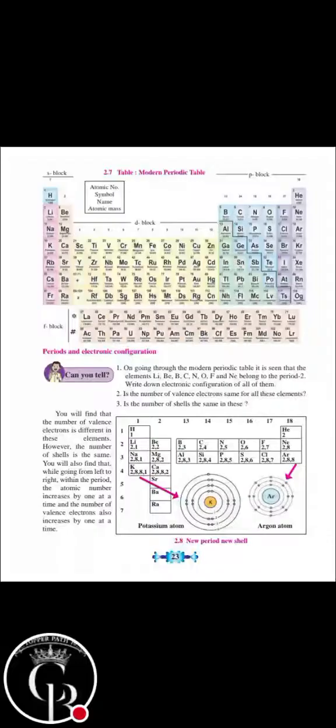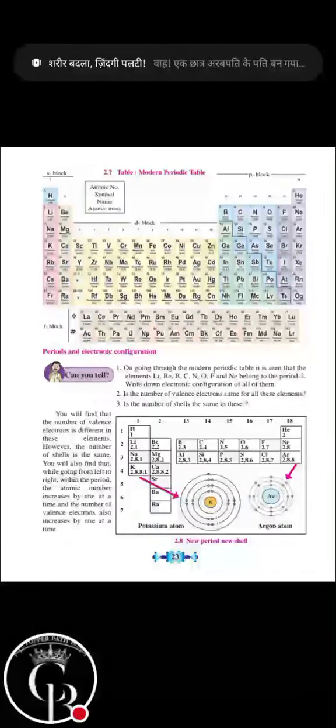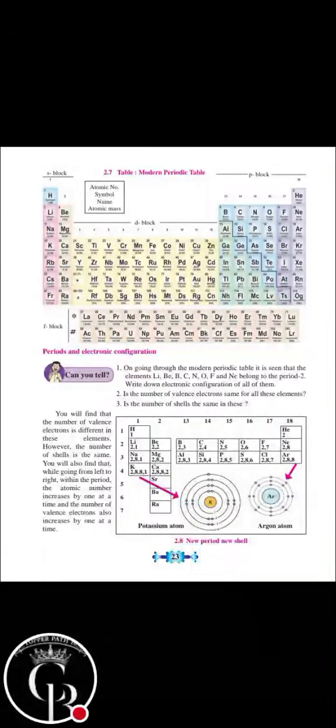The elements in the second period, namely lithium, beryllium, boron, carbon, nitrogen, oxygen, fluorine and neon, have electrons in two shells.